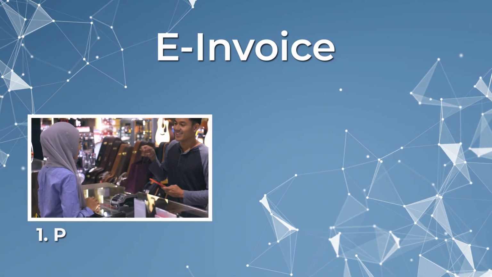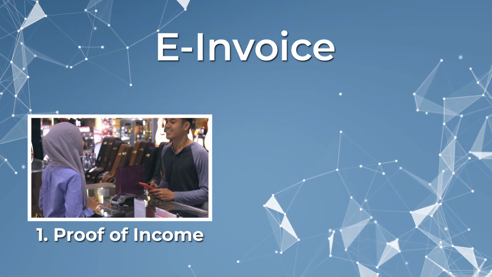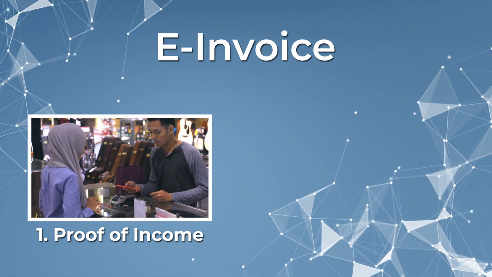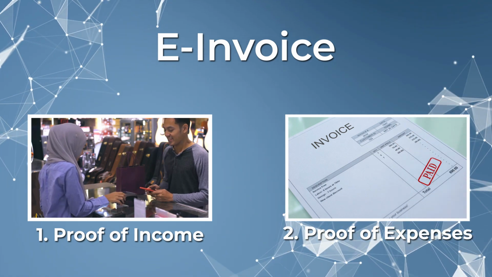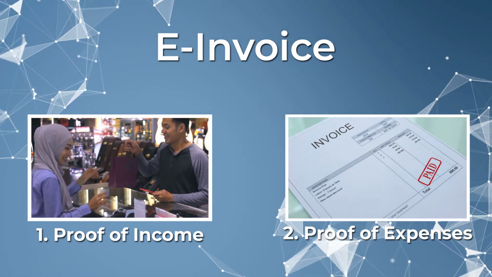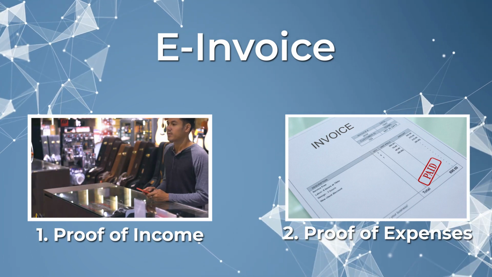It can be issued as a proof of income to record income from a transaction. It can also be self-billed as a proof of expenses to record and payment for a transaction, when the supplier is exempted from issuing e-invoices.